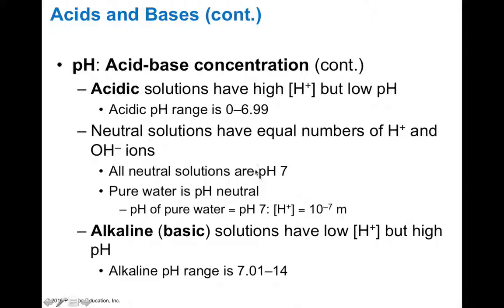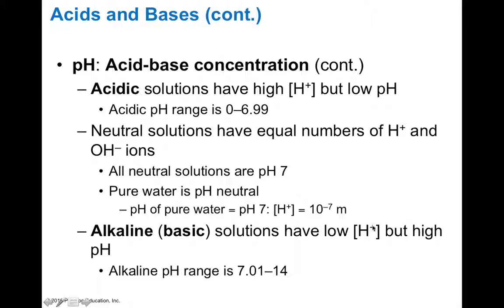This actually has a pH of 7. So we've defined the middle of this pH scale as 7.0, and we call this neutral. So pure water is pH neutral, and so we say that it has a pH of 7. Now, alkaline solutions have a pH of 7.01 all the way up to 14.